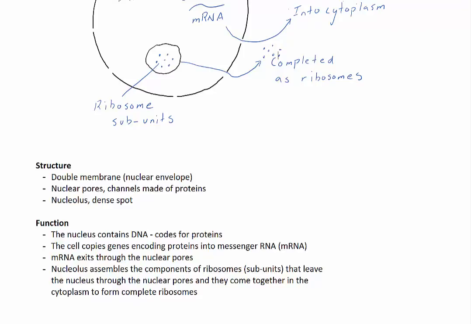The nucleus contains DNA, which codes for all the proteins that a eukaryotic organism needs to function properly. The cell copies genes, which code for certain proteins, into messenger RNA. mRNA then exits through the nuclear pores. The nucleolus assembles the components of ribosomes that leave the nucleus through the nuclear pores and come together in the cytoplasm to form complete ribosomes.